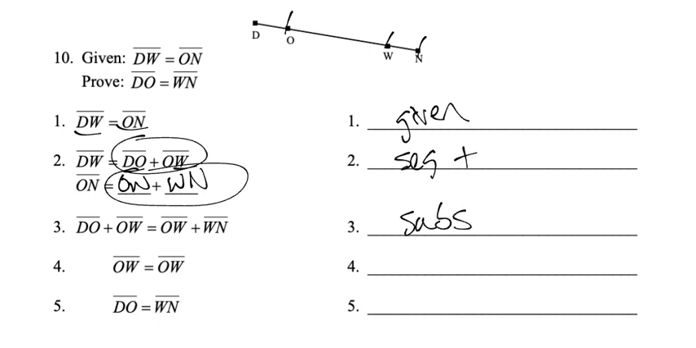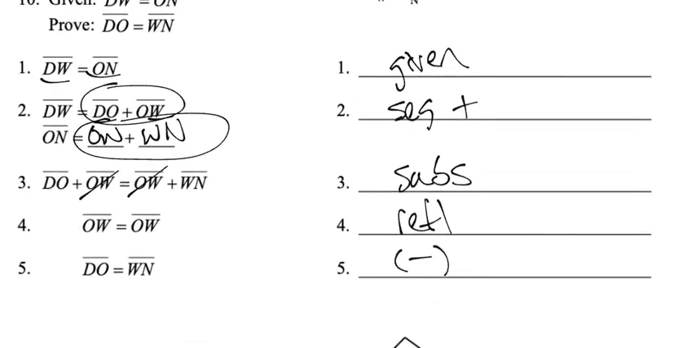OW equals OW. I've seen that before. That's a reflexive. And then looking at those 2 lines, all I really need to do is take that OW out of each side. And now I have DO equals WN. That's what I was trying to prove. And in order to do that, I just subtract. So a lot of times in proofs, at least early on, we're going to use reflexive to introduce something new and to take it out of an equality. So I needed to get rid of OW on both sides. I needed to subtract it out.